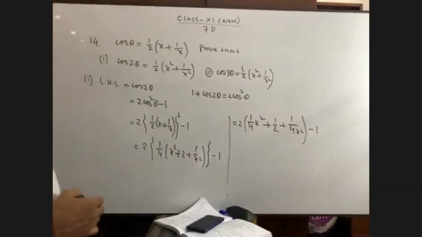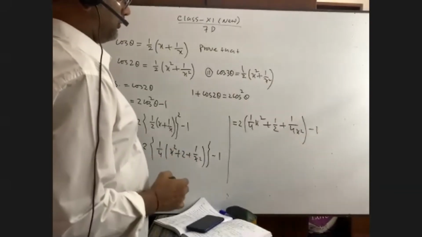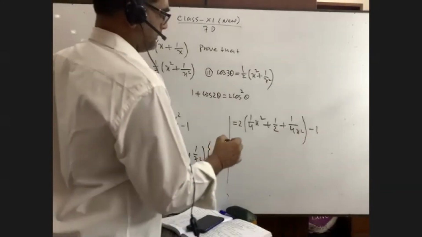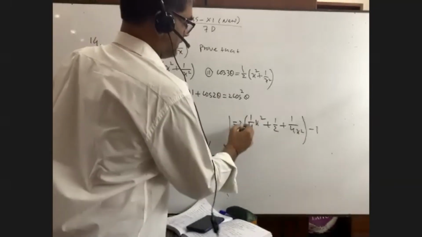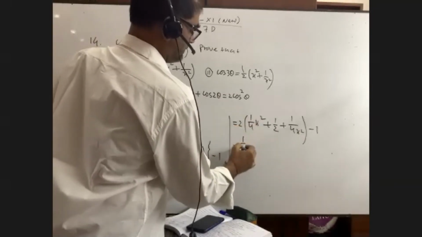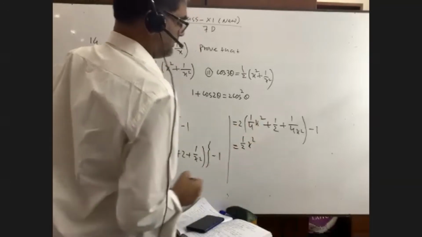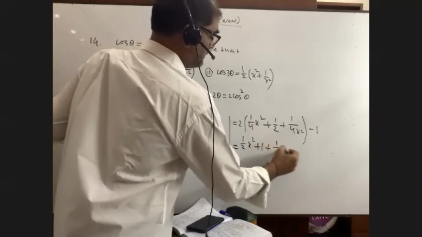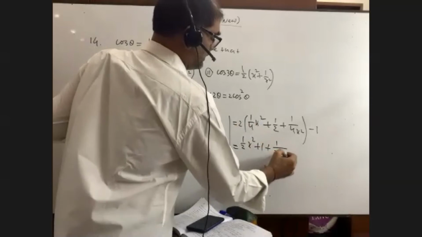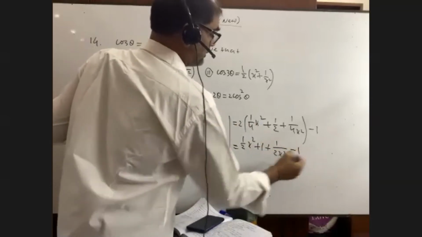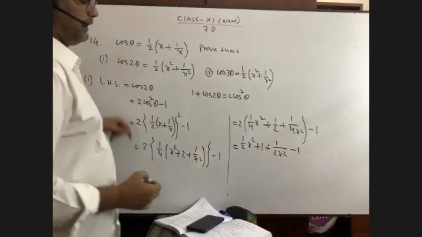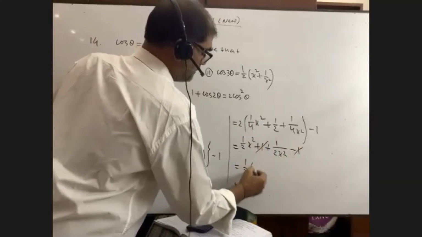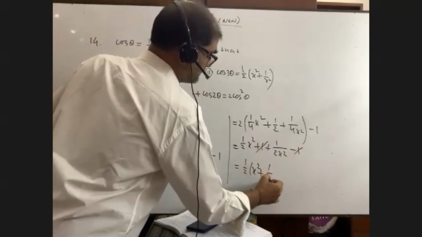Now you again multiply by 2, okay? Or you can take 1 by 4 common, then you multiply by 2. That is half x square plus 1 plus 1 by 2 x square minus 1. Plus 1 minus 1 will be omitted, and you can take half common. So we have got our right hand side. Have you seen?